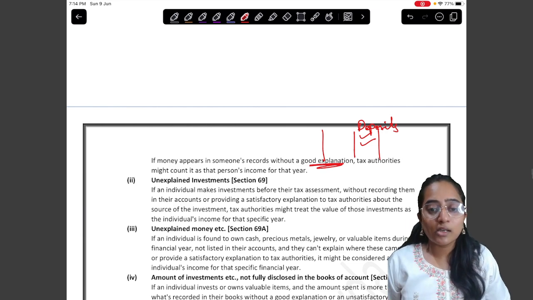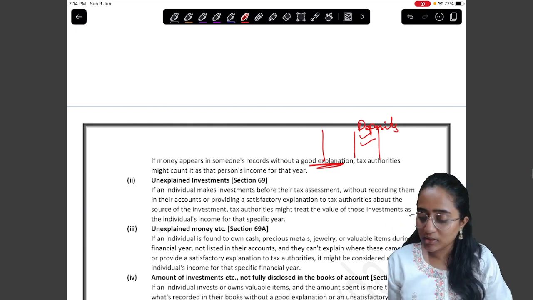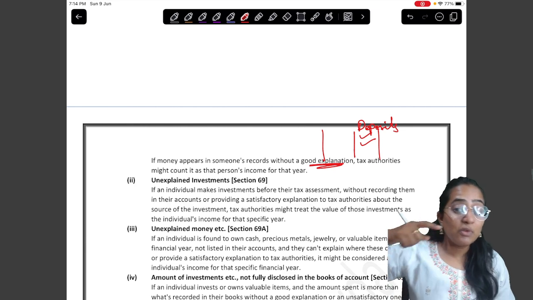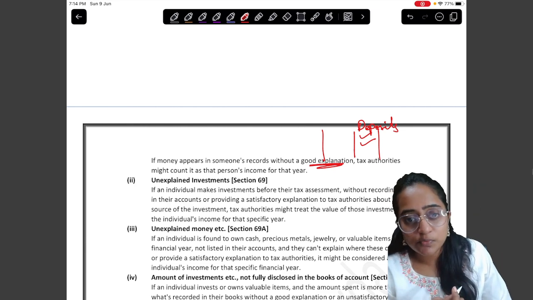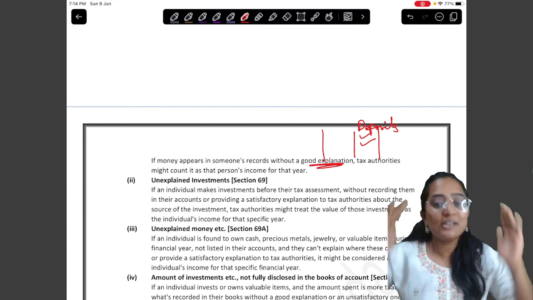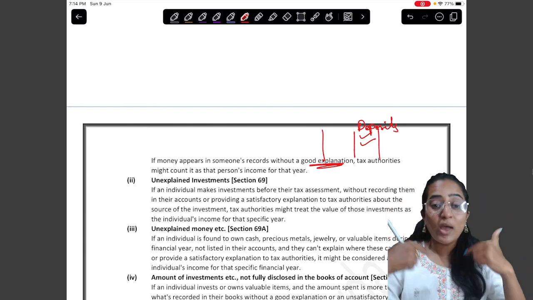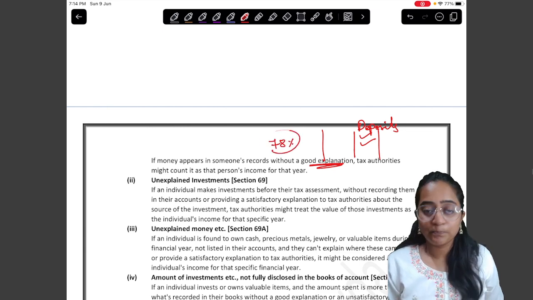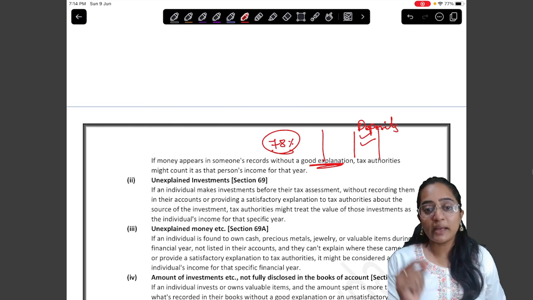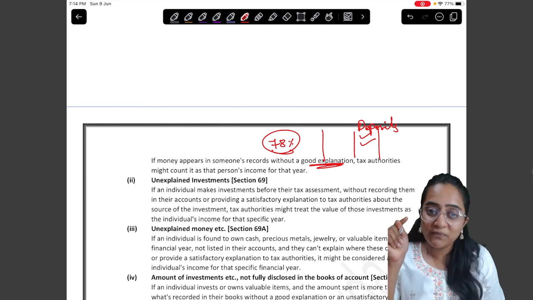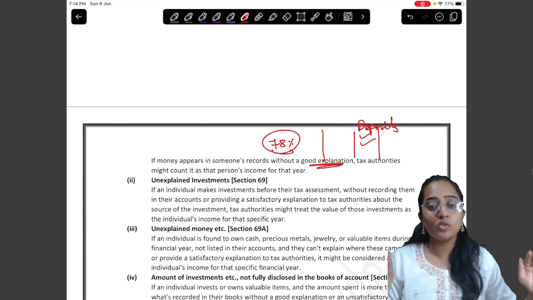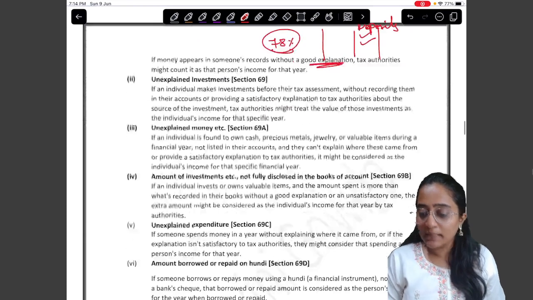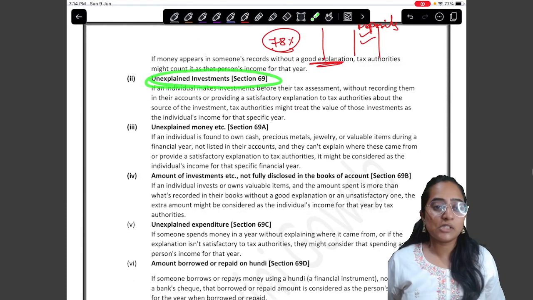Then in that case, whatever income is deposited will be considered as your undisclosed income. Remember why undisclosed income is very dangerous: once you treat it as undisclosed income, you have to pay tax at the rate of 78% as your effective tax rate if it is treated as undisclosed source of income. Simple.